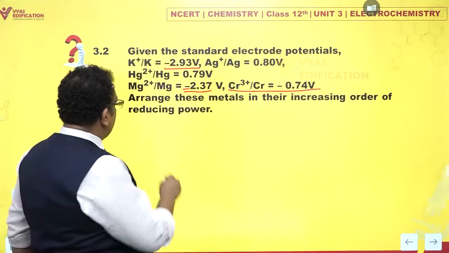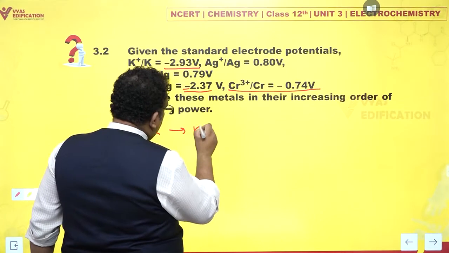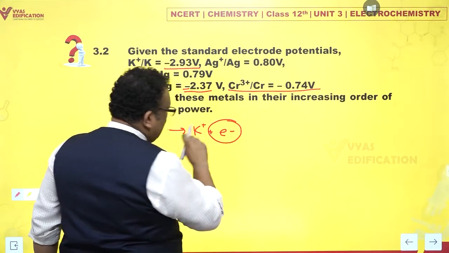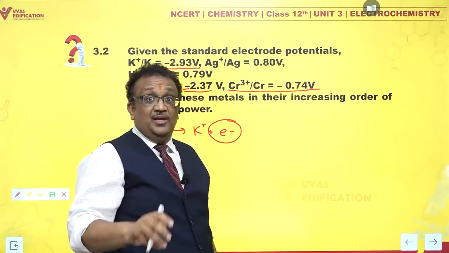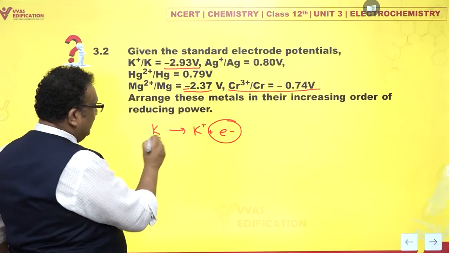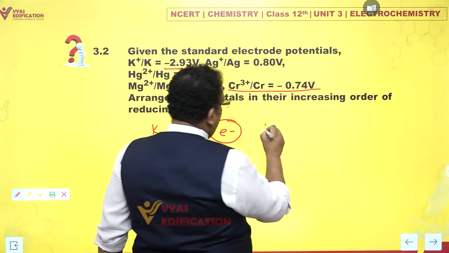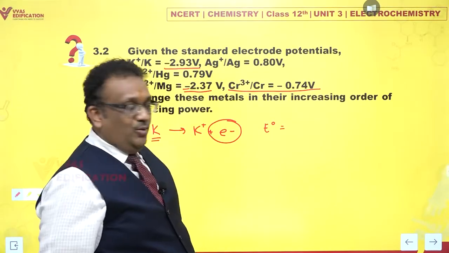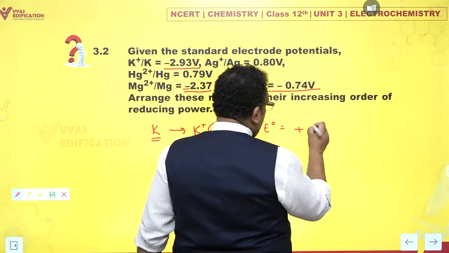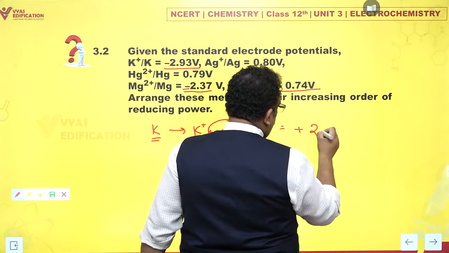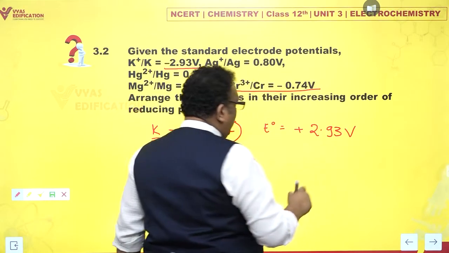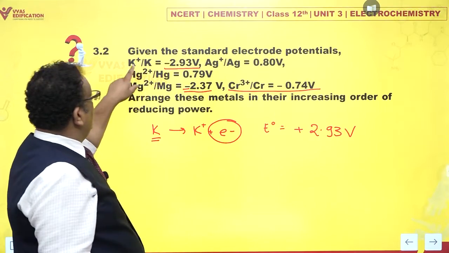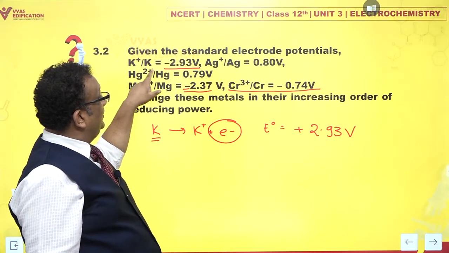If I have this reaction, K giving you K plus plus electron, since this electron is given to somebody else, potassium is acting as the reducing agent, and for this E naught value, what would be the E naught value? Let's say this is minus, no, since it is the opposite, it is now plus 2.93 volts. Why you made it plus? This is reduction. Potassium ions to potassium.